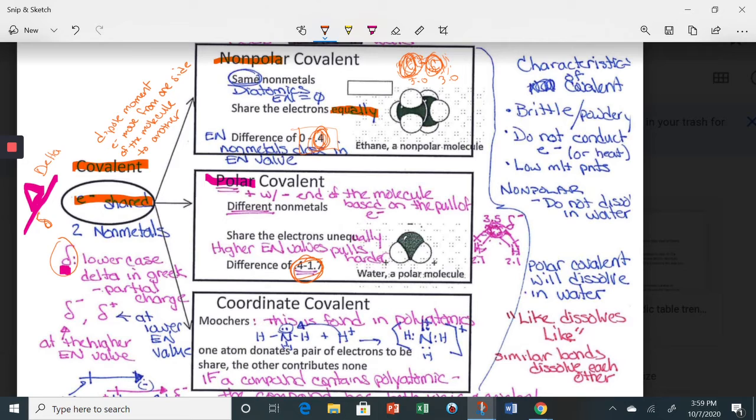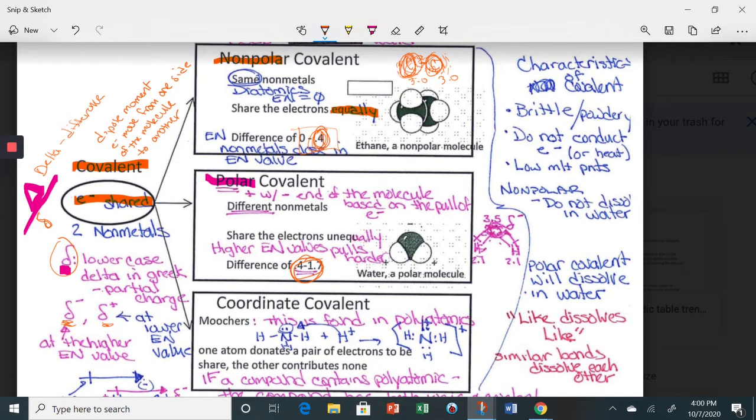This means partial. This delta means big difference, right? There's an actual difference. This means partial difference, just a little bit of a difference. So, semantical, I guess, I don't know. We say that we're going to have a slightly negative end and a slightly positive end, which is very different than ionic because you have a real positive and negative. All right?